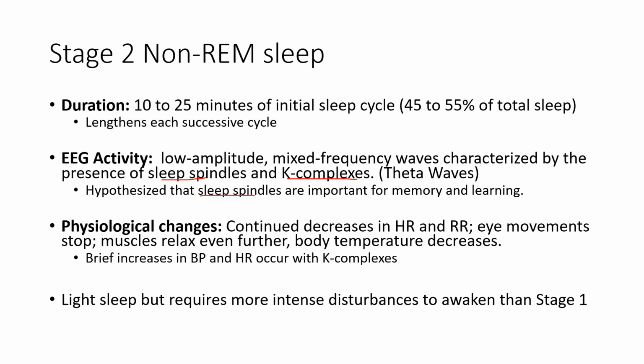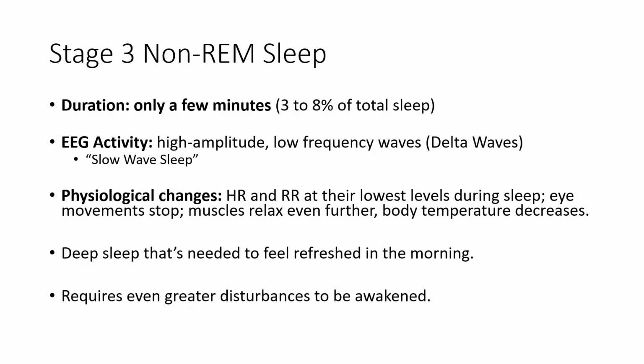So again, you're falling into a deeper sleep through each stage, 1 through 2, and then we get into stage 3, which is only a few minutes. It's about 3 to 8% of total sleep. This is characterized by these high amplitude, low frequency waves we call delta waves. They kind of look like a triangle. We refer to this as slow wave sleep. Again, low frequency, high amplitude, and we see this both in stage 3 and stage 4.